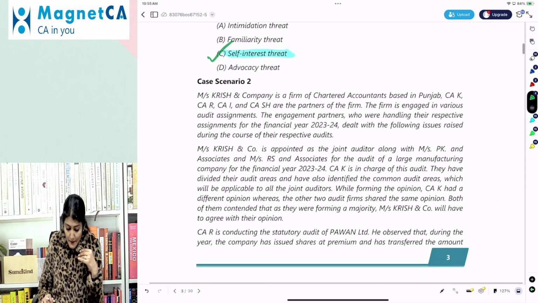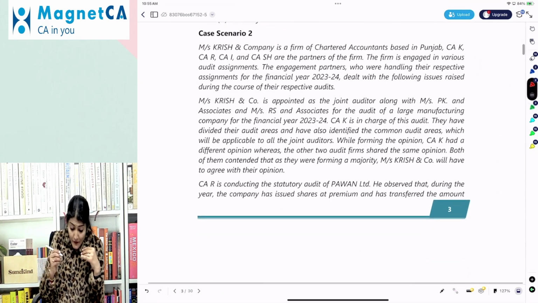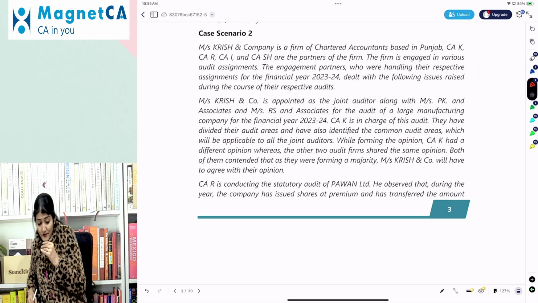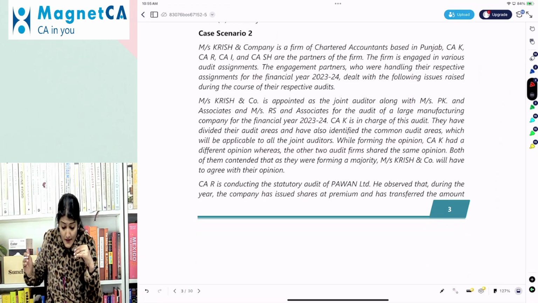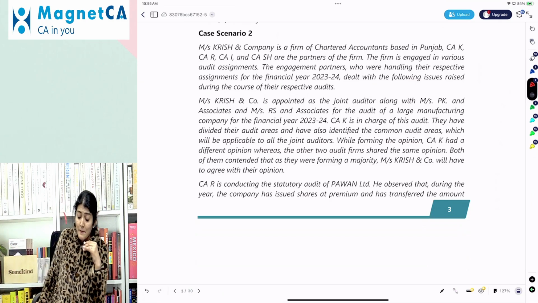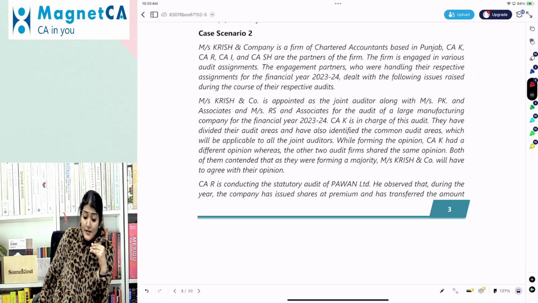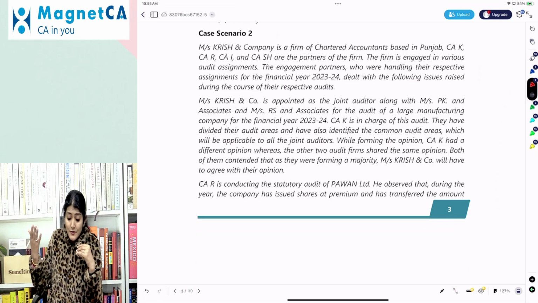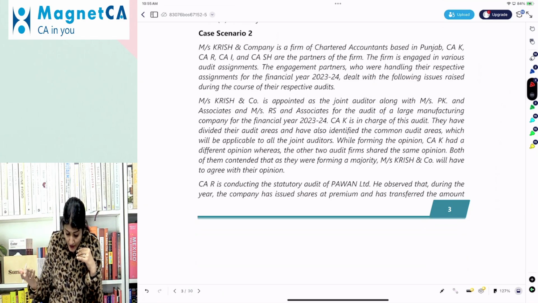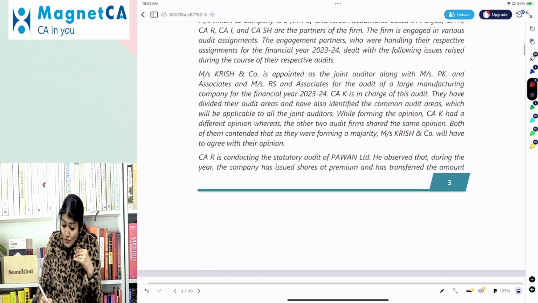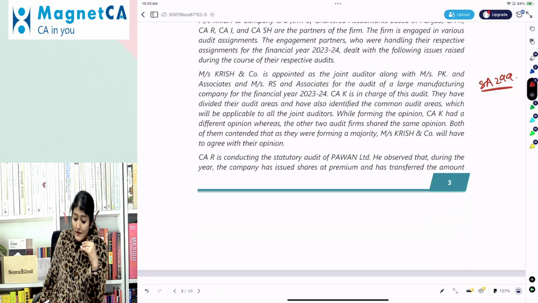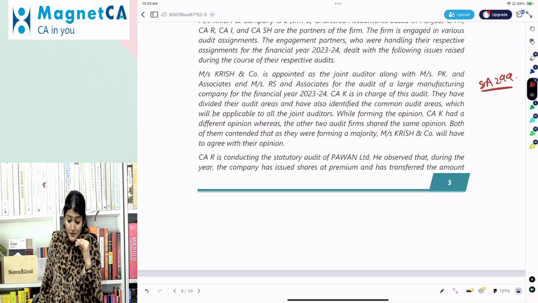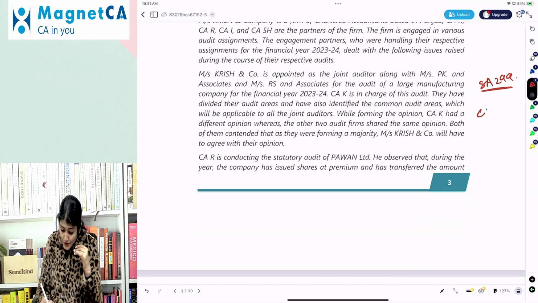Okay, right, coming to case scenario 2. Christian Company is a firm of CAs based in Punjab. CA Krish and others are the partners of the firm. The firm is engaged in various audit assignments. The partners who are handling the respective assignments dealt with the following issues raised during the course of their respective audits. Christian Company is appointed as the joint auditor along with PK and Associates and RS and Associates for the audit of a large manufacturing company. K is in charge of the audit.